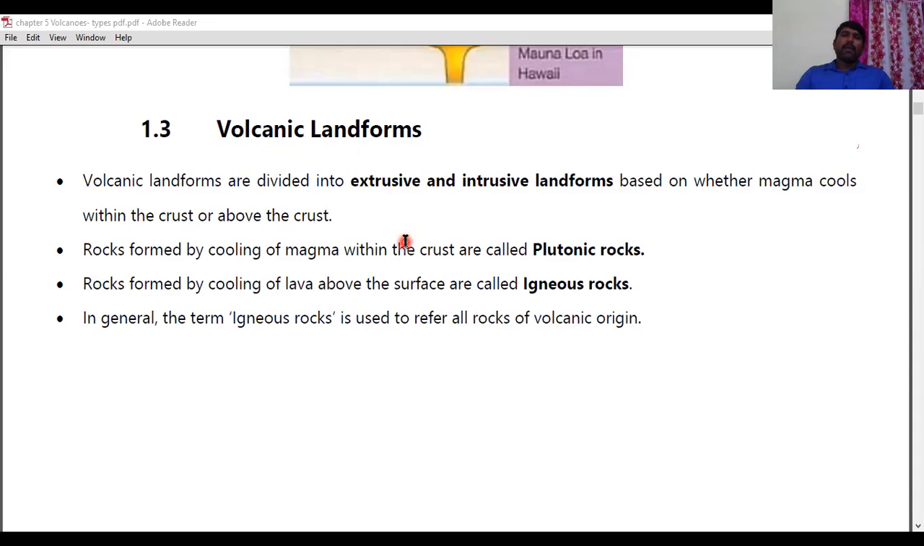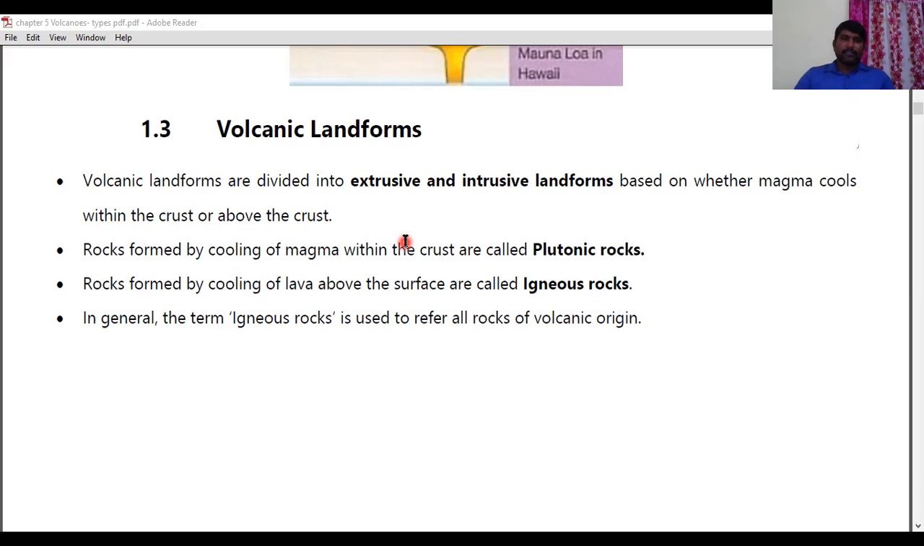When the magma comes onto the surface, converting into a lava, due to the cooling of the lava, then it forms into various crystals or it solidifies, making the various landforms. Volcanic landforms are divided into extrusive and intrusive landforms based on whether magma cools within the crust or above the crust.